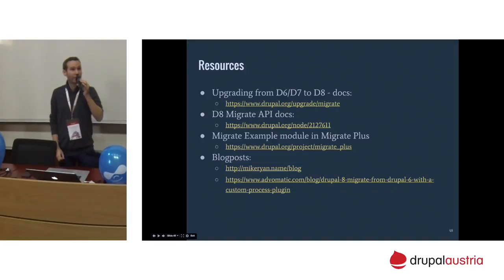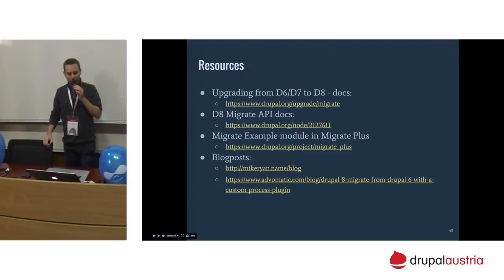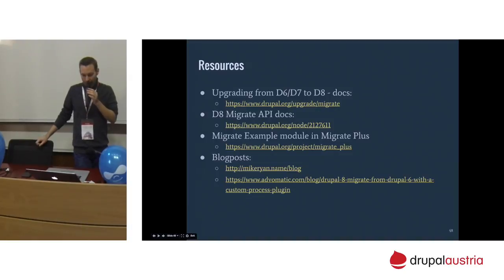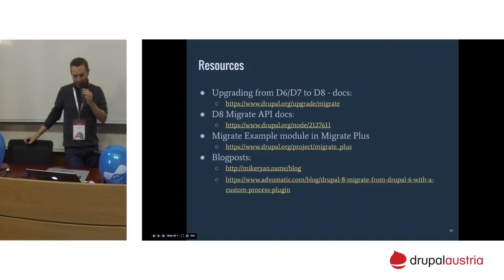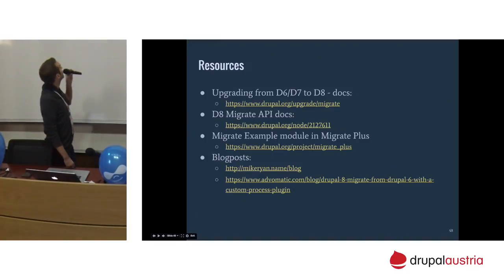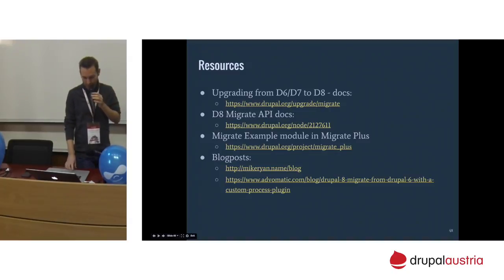Okay, then to close off, some links that you might find useful. The documentation you can find on Drupal.org is listed there. So we have the API docs, we have the general information how to move from Drupal 6, Drupal 7 to Drupal 8. Be sure to check out the Migrate example module in case you want to get your hands dirty and start coding. And check out some of these blog posts, especially the blog of Mike Ryan contains very useful information. He created a blog post a few days ago that explains the whole Migrate ecosystem in Drupal 8, so very useful information there.